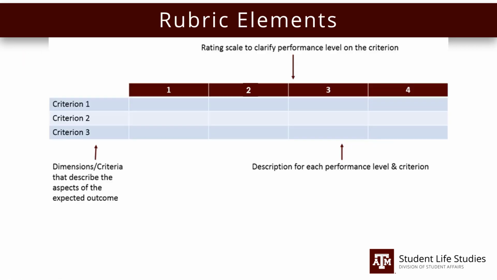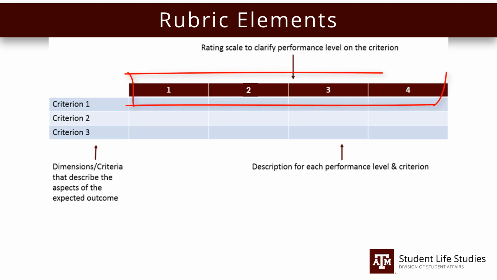In designing an analytic rubric, as illustrated in this slide, it uses a matrix or table format of rows and columns. The criteria is located in the rows from criterion 1 to 3. Each criterion should describe an aspect of the expected outcome.